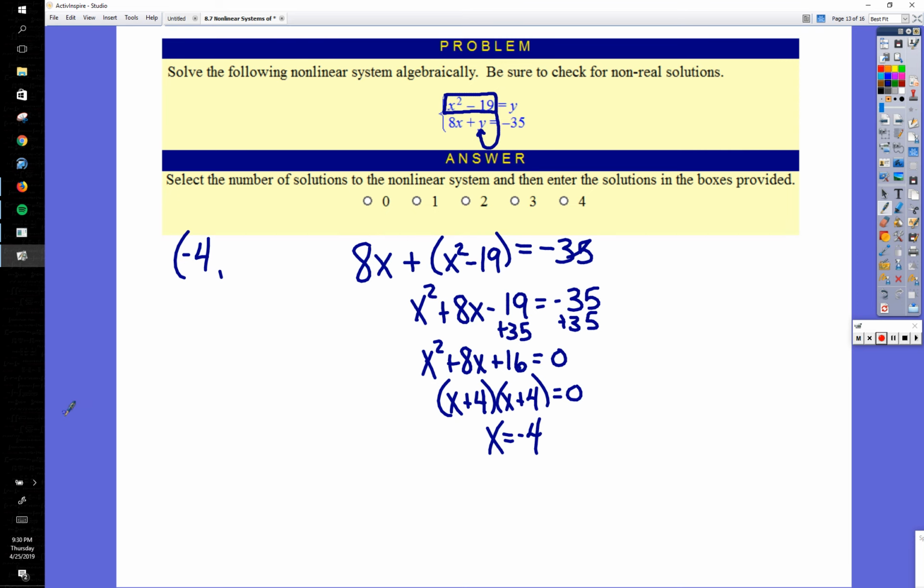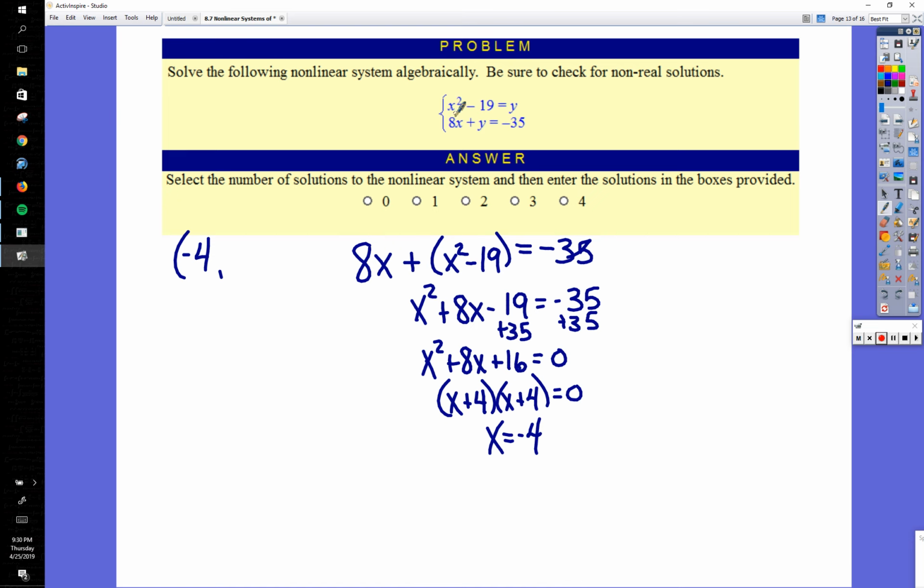Let's see how many y values. So we got to answer this question, but we're going to do it last actually. What I recommend is solving it on your scratch paper and then selecting which one. They'll pop up the boxes, then you type it in. Okay, so it's hard to select how many you're going to get before you find them.